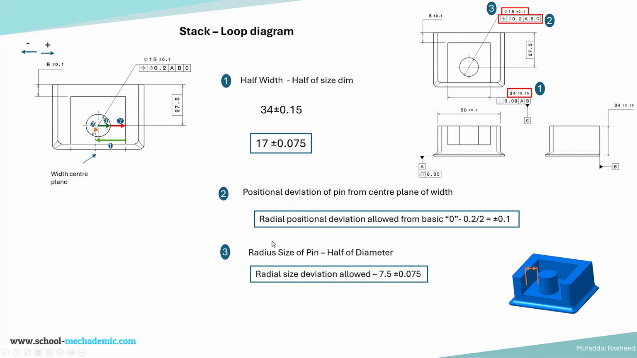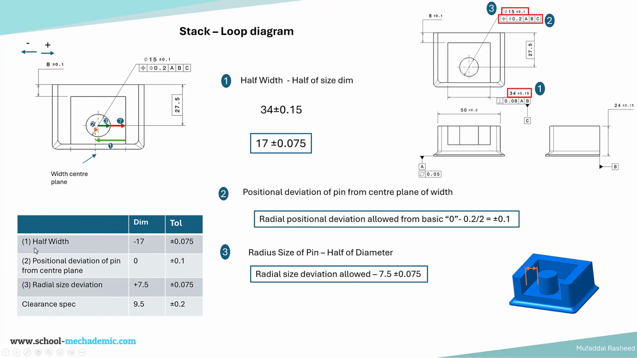Specification number 3 is the radius size of the pin, the variation in the radius size of the pin, half of diameter. So diameter is 15 plus or minus 0.1 specification. So half of that is 7.5 plus or minus 0.075. So that is the radial size deviation allowed. So then we put all of this into the table.